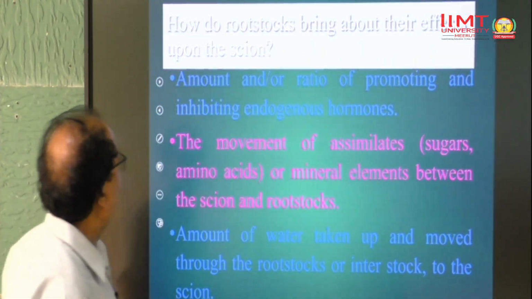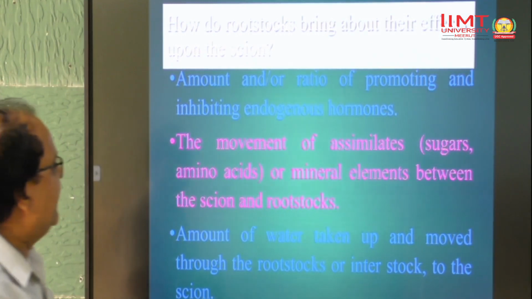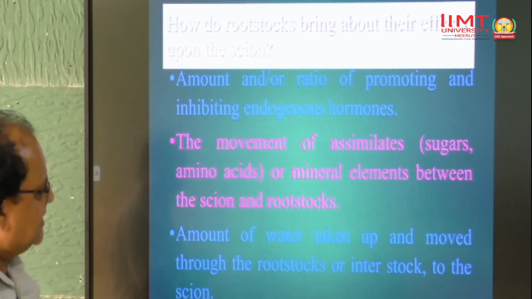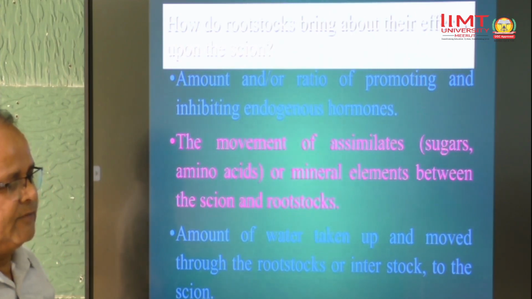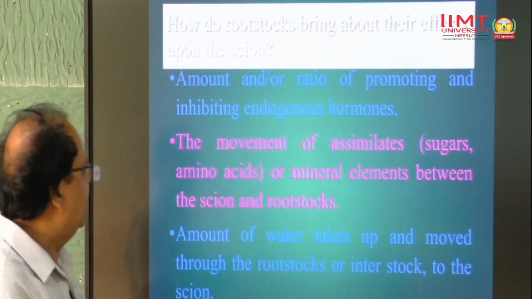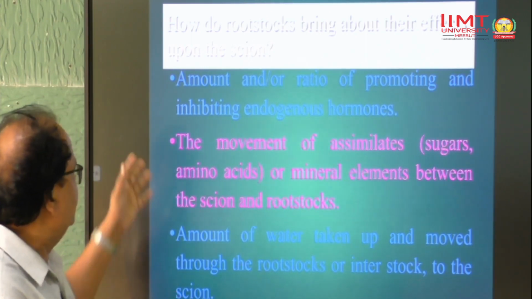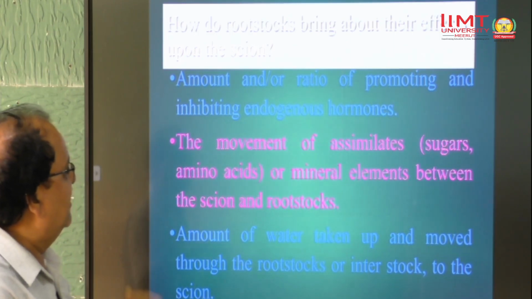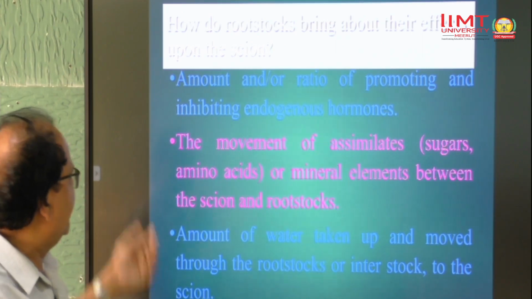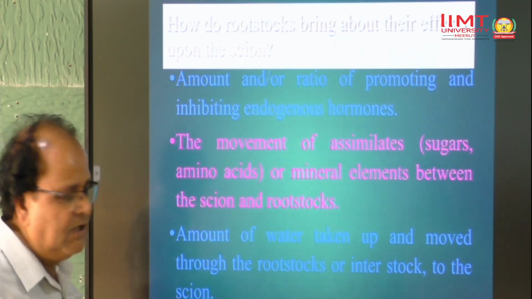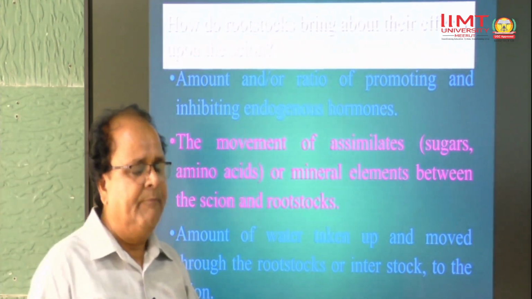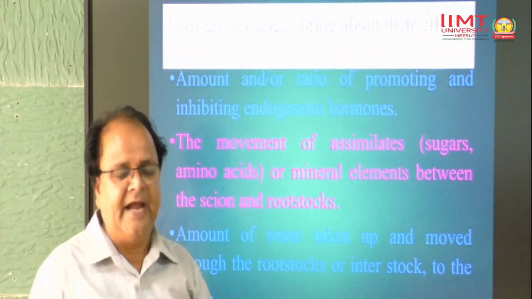So how do rootstocks bring about their effect upon the scion? Some effect occurs at the time of the combination of rootstock and scion, where a different anatomical structure varies, which creates the fidelity of the compatibility. That is due to the amount and ratio of the promoting and inhibiting endogenous hormones. So endogenous hormones also play an important role in the combination or fidelity of the scion and rootstock.